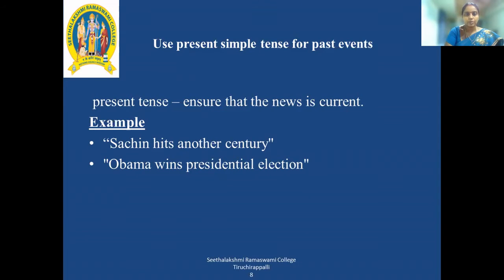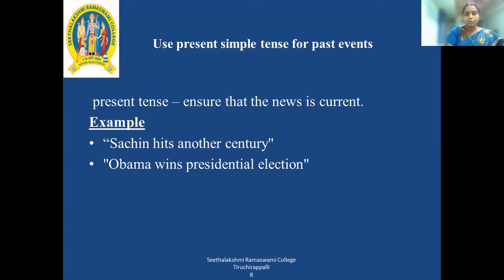Present tense for past events ensures that the news is current. Look at the examples. Sachin hits another century. Obama wins presidential election. Though it happened in the near past, we can write it in the present tense form.